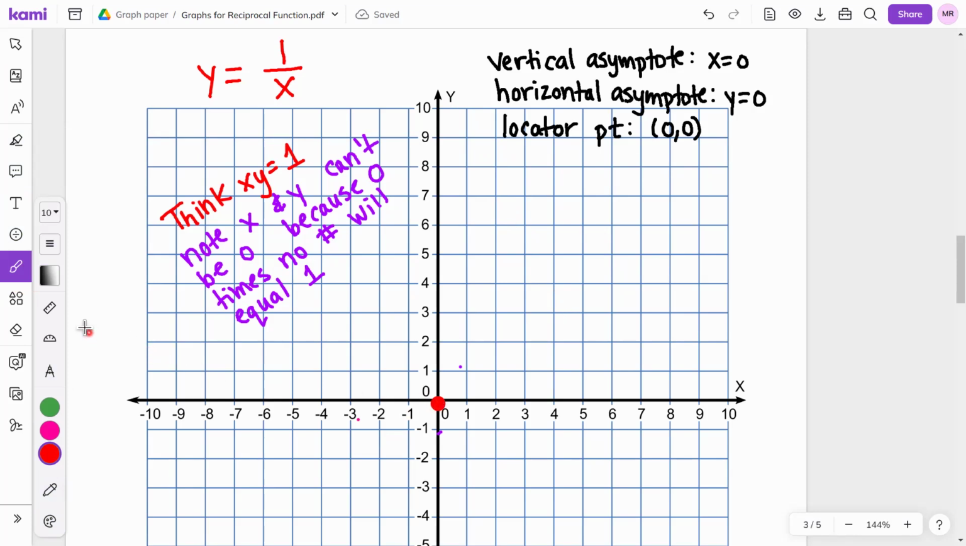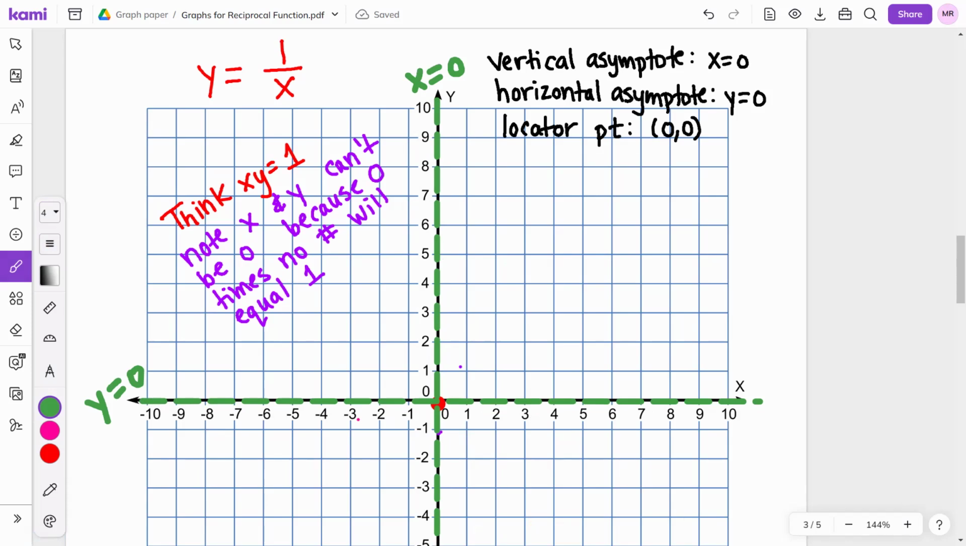And then I am going to have a horizontal and vertical asymptote at y equals 0 will be my horizontal. X equals 0 will be my vertical. And then from here, let me just label them. So this one is x equals 0. This one is y equals 0.